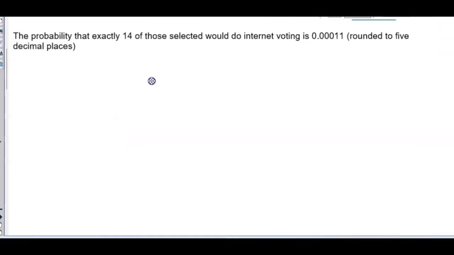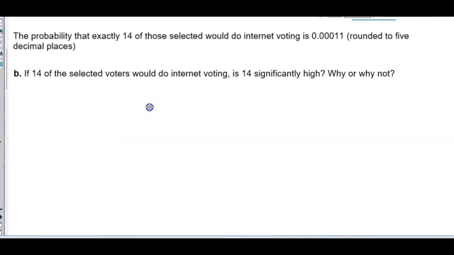Okay, next, we're going to move to part B. For part B, it says if 14 of the selected voters would do internet voting, is 14 significantly high? Why or why not? Again, we need to understand what it means when it says 14 is significantly high. That means we're looking at the probability of 14 or more, or another way of saying this is the probability that it's at least 14, the probability that X is greater than or equal to 14.